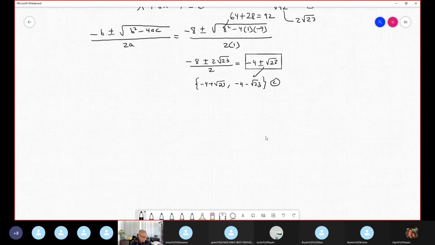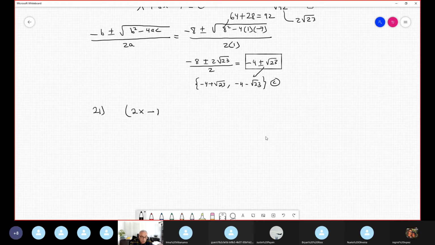That's it in this package, no? And so we start a new package. 21. 21 is weird: 2x minus 1, no, plus, times x plus 1 equals 1. It's a quadratic equation. Of course it's a quadratic equation, but it's not expressed as a standard one, a kind of crazy equation. And you FOIL first. You FOIL.